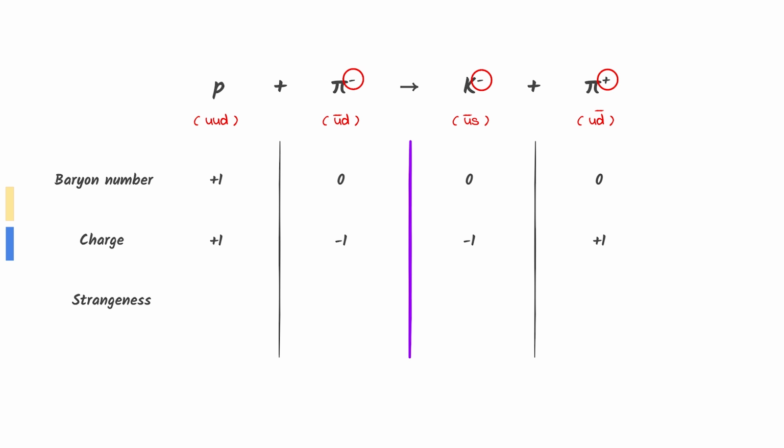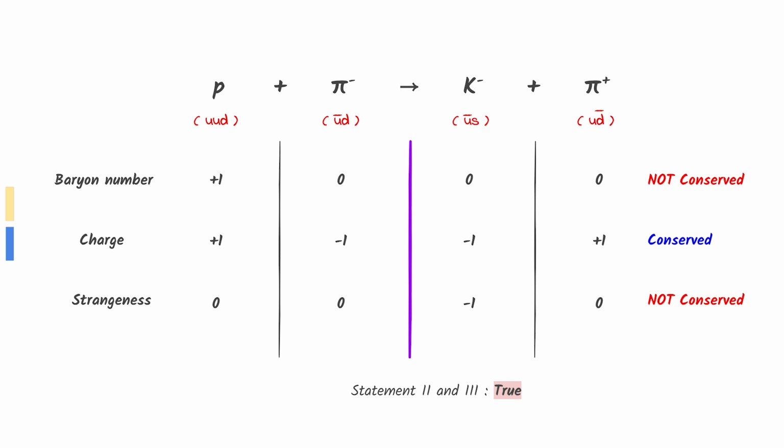The charge can be figured out from adding the charges of the quarks or by looking at the charge on the top right side of the particle symbol, as shown with red circles here. Only the particle with the strange quark will have a strangeness of -1. All other particles do not have the strange quark and therefore will have 0 strangeness. From the values that we wrote, we can see that the baryon number and the strangeness are violated in this interaction while the charge is conserved.